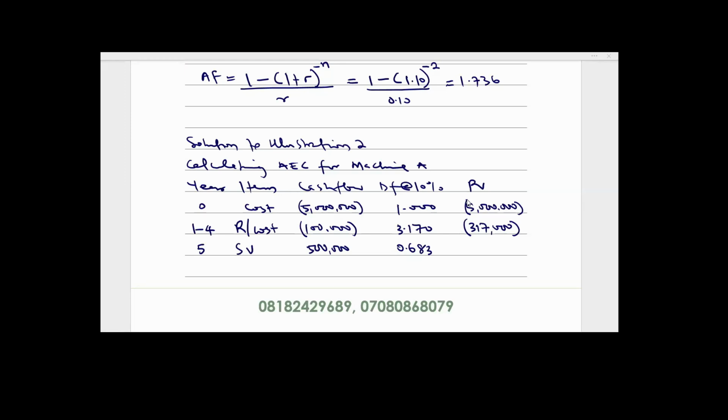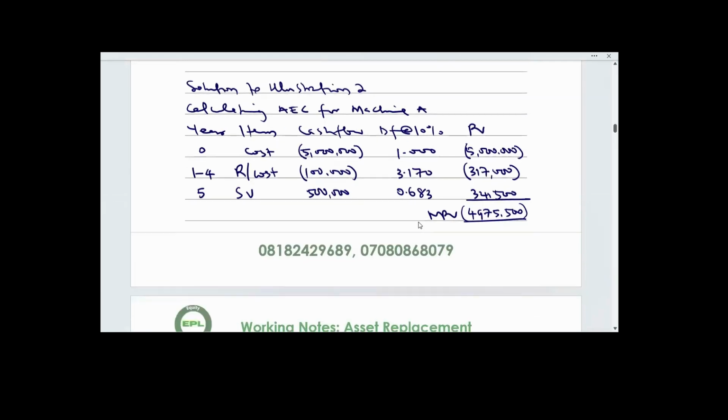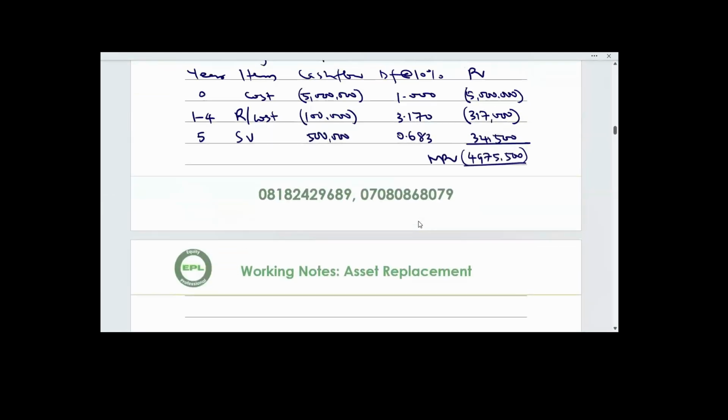So 500,000 multiplied by 0.683 equals 341,500. So the final answer, NPV would then be equal to minus 5,317,000 plus 341,500. That's 4,975,500. So it's a cost. It's a PV of cost. The present value of the cash outflow is 4,975,500 for machine A. So at this point, I can't just say 4 million.